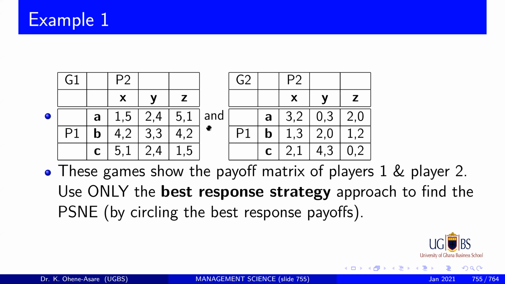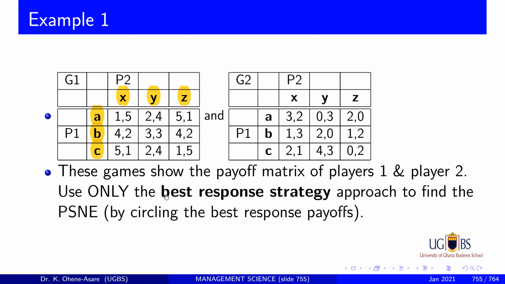You have player one, and player one's strategies are strategy A, strategy B, and then strategy C. Player two strategies are X, Y, and then Z. We know that the first number is for player one, the second number is for player two. These games show the payoff matrices of the players.